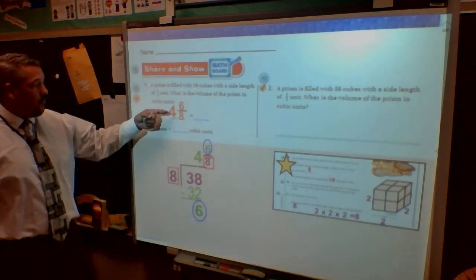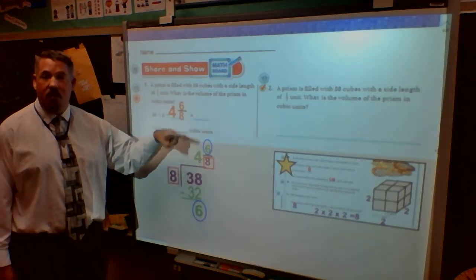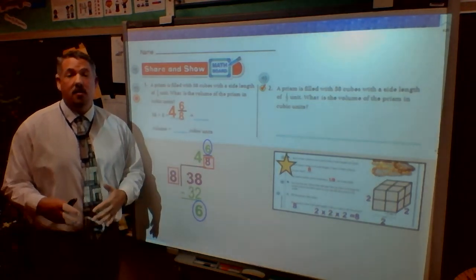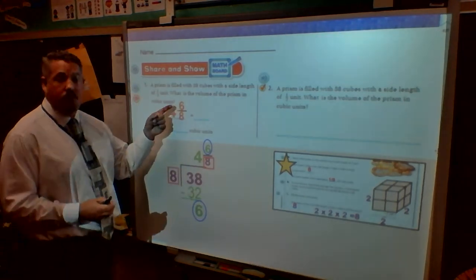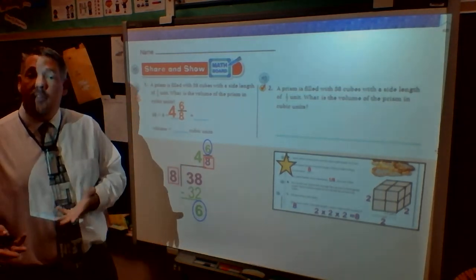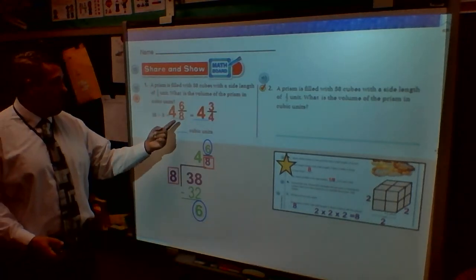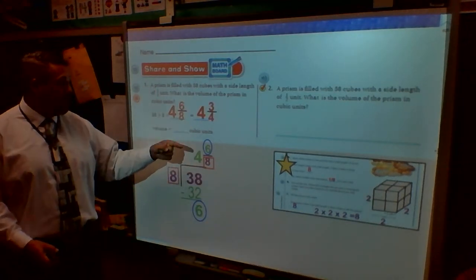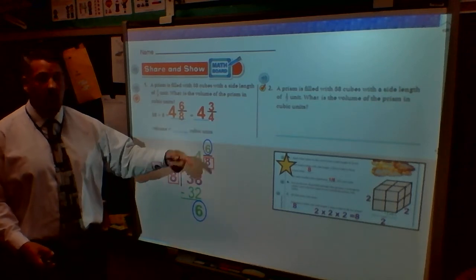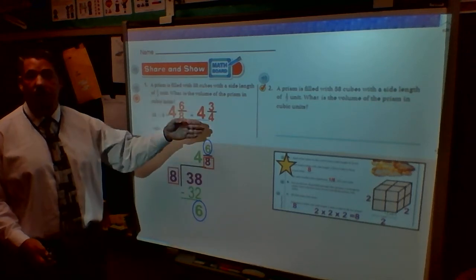So I start with 4 and 6/8, but notice they tell you there's another equal sign. That's to help you remember that that then has to be reduced. They're both even, so 2 goes into both of them. So if I take 2 into both of them, 2 goes into 6 3 times, and 2 goes into 8 4 times. So my answer would be 4 3/4.